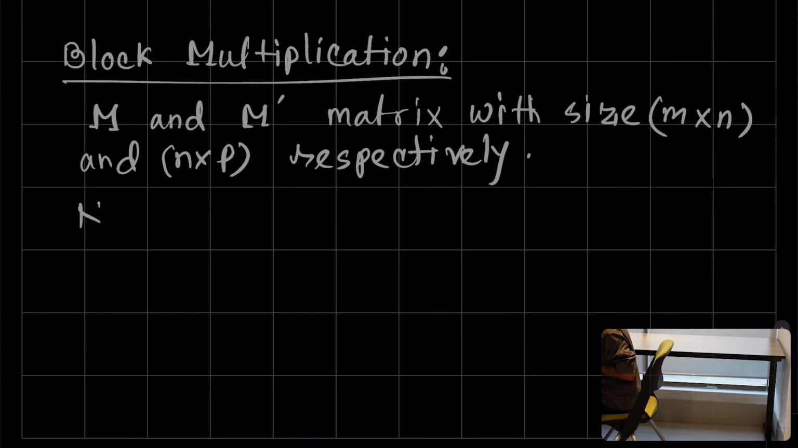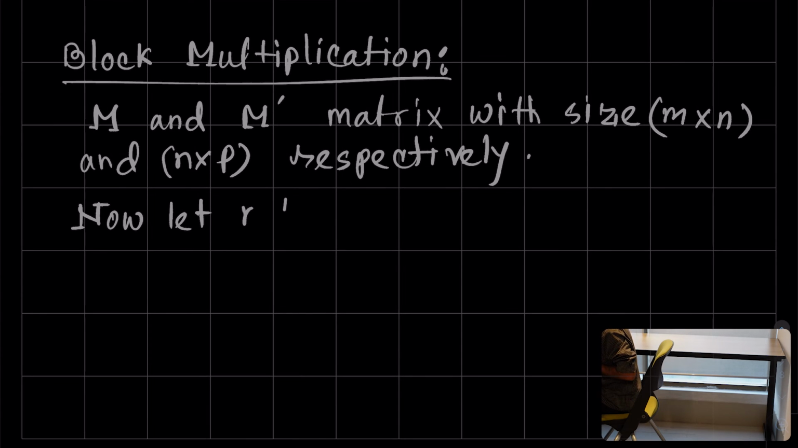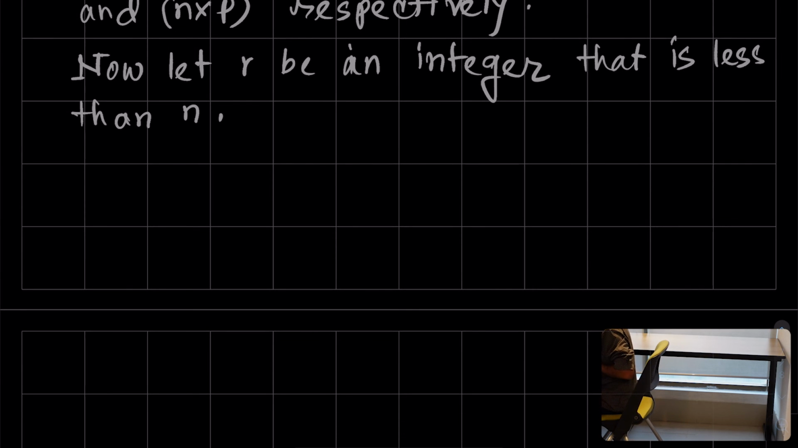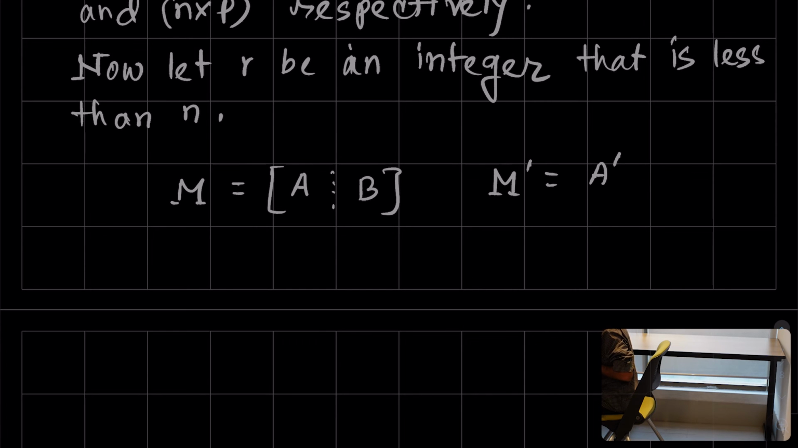Now let us consider a number R, an integer that is less than N. So we can decompose the matrix M and M prime like M equals A B, and M prime equals A prime B prime.